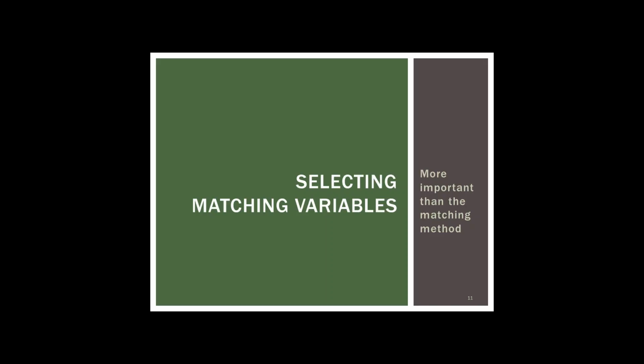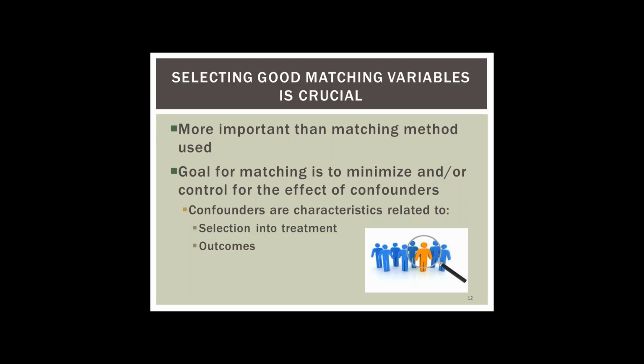So let's start with how do we go about selecting or matching variables. This is probably the most important thing you'll do through this whole process, is identify which variables you want to match on. And the goal is to minimize or control for the effects of those confounders, so that when we form the group, they're as similar as possible on those confounders.